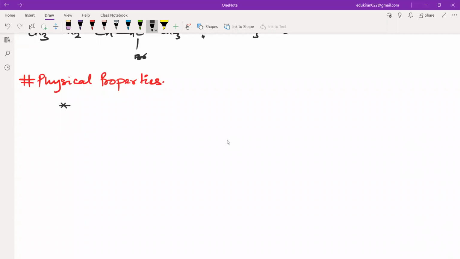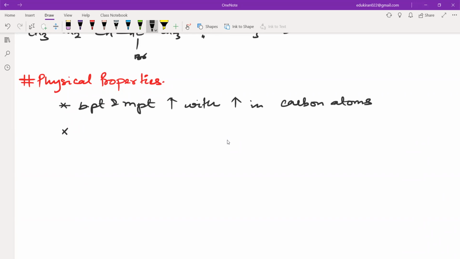If I talk about the boiling point and melting point, both of them increase with an increase in carbon atoms. As we increase the number of carbon atoms, the boiling point and melting point increase. They will decrease with an increase in branching, as we have seen for alkanes and alkenes also.